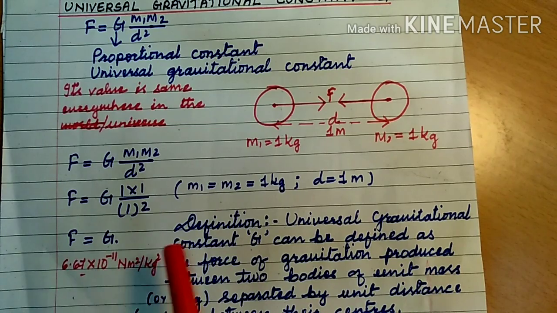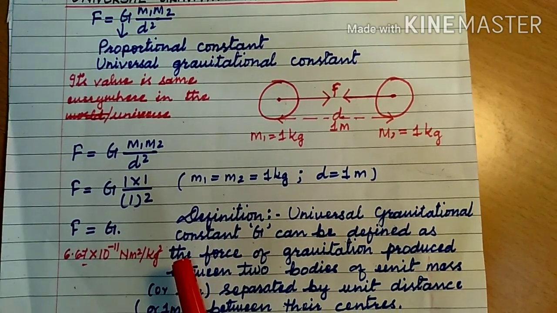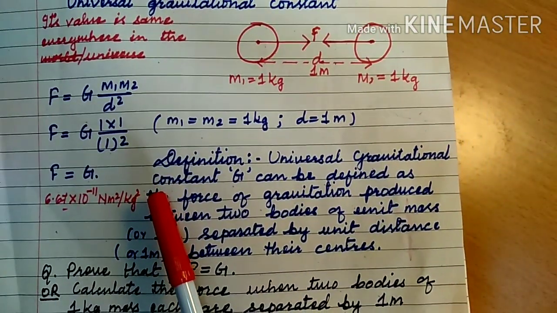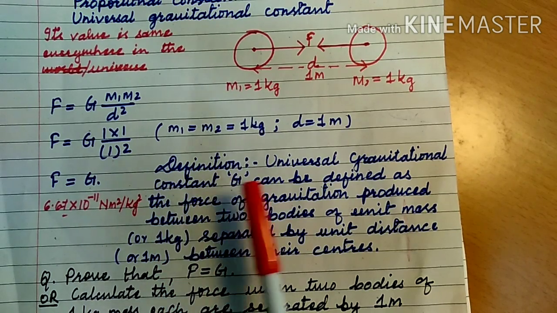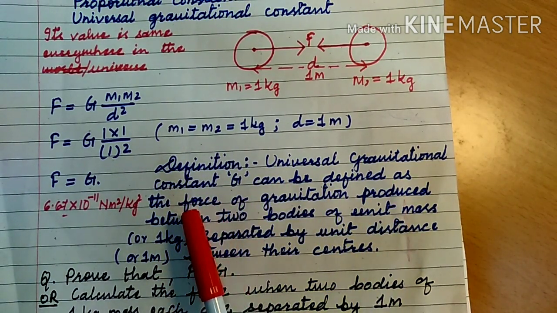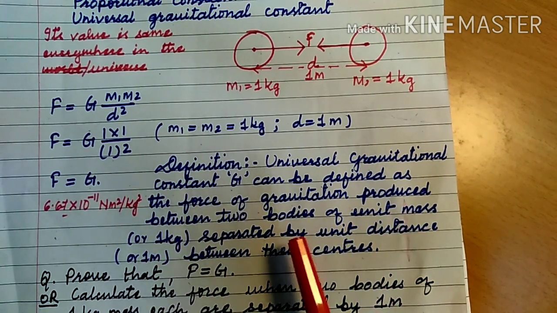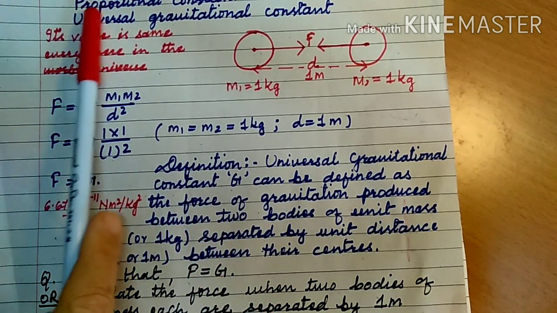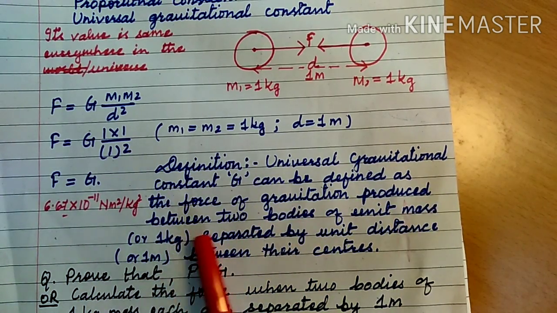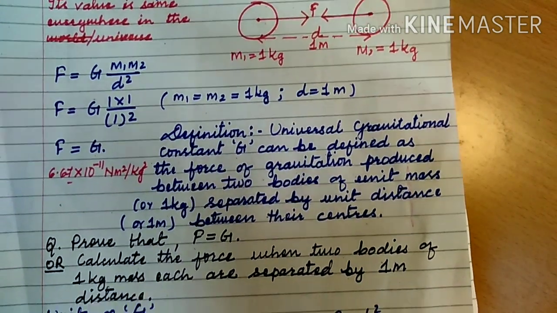So from here we can define the universal gravitational constant. How do you write the definition? Now see, your definition is here. Definition: universal gravitational constant G can be defined as the force of gravitation produced between two bodies of unit mass, or 1 kg, separated by unit distance, or 1 meter, between their centers. So G is also a force because it is used to balance the formula of force. This is the definition of the universal gravitational constant capital G.